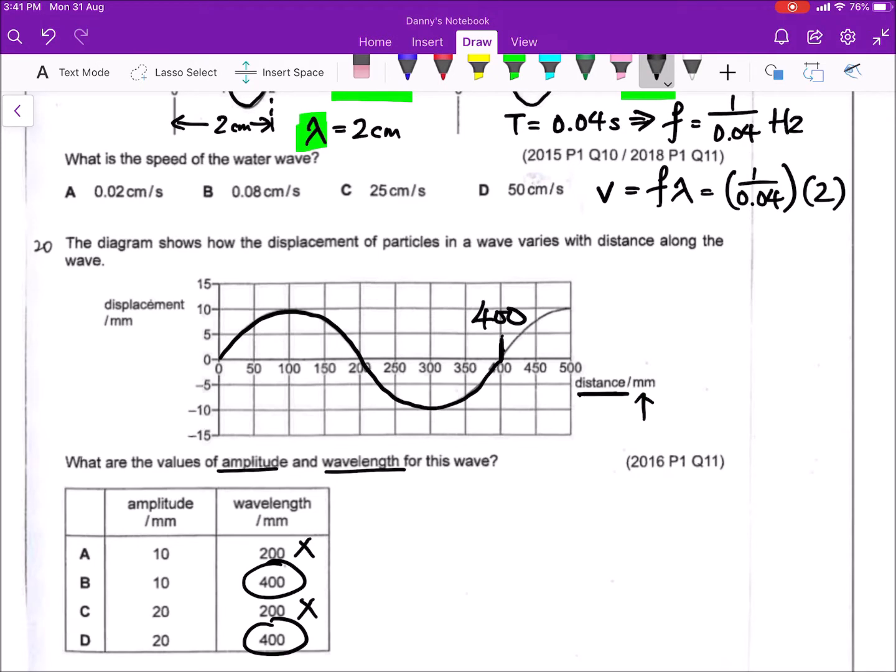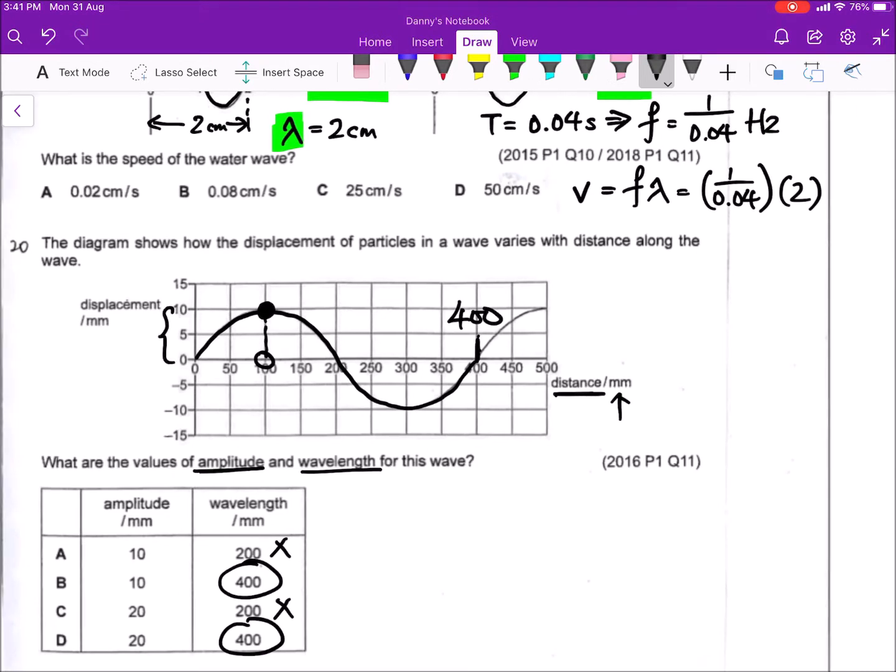The other thing you need to find is amplitude. Remember, amplitude is from the top to the equilibrium position. So this is your amplitude. It is 10. So this is your answer.